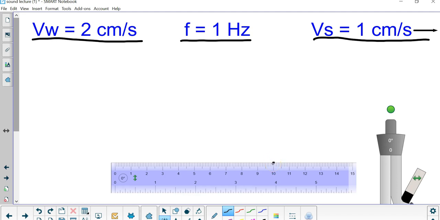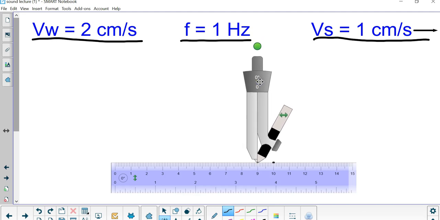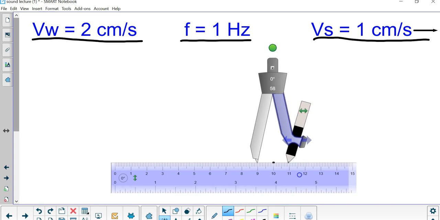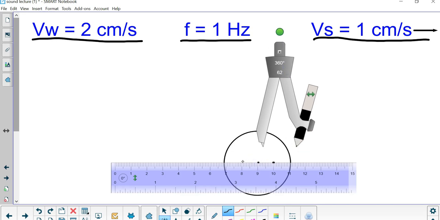But its next oldest sibling, so to speak, was made 1 centimeter to the left. How do I know it was made 1 centimeter to the left? Because the source is moving to the right at 1 centimeter per second. So 1 second ago, the source must have been 1 centimeter to the left of the present dot. But the radius, just like we did before, the radius is 2 centimeters. If I get that to be exactly 2. I draw the circle.